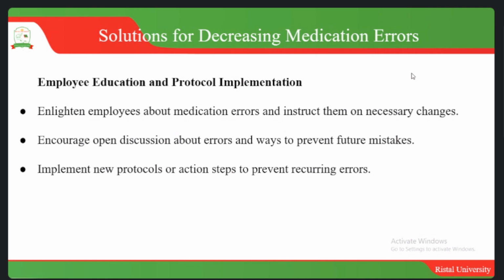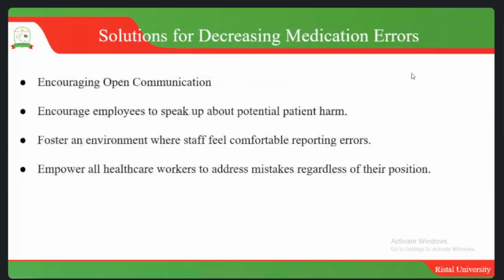So there should be CMEs where these employees can interact with each other, and they are able to discuss and brainstorm on how they can prevent these kinds of mistakes. Then implement new protocols or action steps to prevent recurring errors. So you should be able to give these protocols. Our ministries of health in different countries, and even our managers in their different facilities, can develop these protocols and implement them to help us prevent the recurring errors.